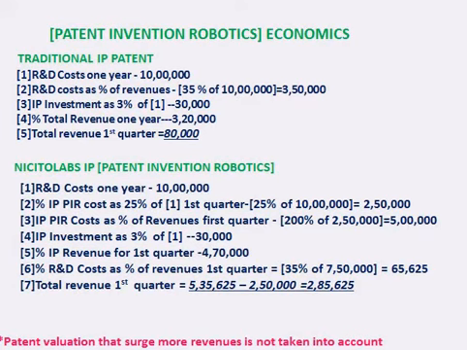And if you go to the next sixth point, the R&D cost also gets added in the first quarter, working parallelly with my PIR cost, which was 2,50,000 initially. So that also adds up to 65,625. So if you deduct the exit value of 2,50,000, then I get 2,85,625, which is almost 4 times higher than the traditional IP patent R&D cost revenue.